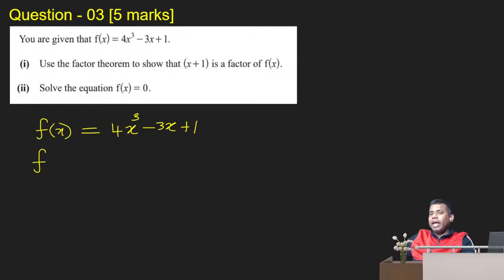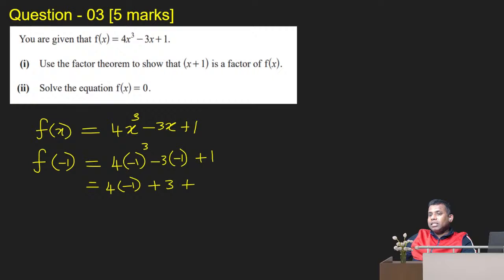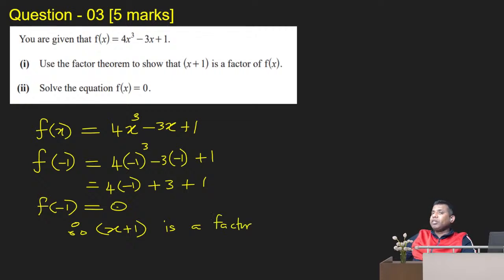So if you substitute f of minus 1, you can show the working out: 4 times minus 1 cubed, minus 3 times minus 1, plus 1, right? So 4 times minus 1 cubed is minus 4, and this is plus 3, and this is plus 1, right? So altogether that is 0. So f of minus 1 is 0, meaning therefore x plus 1 is a factor. So we have done the first part.